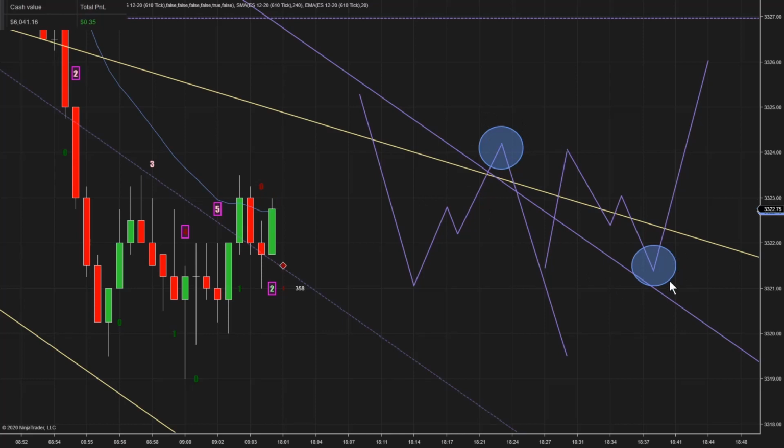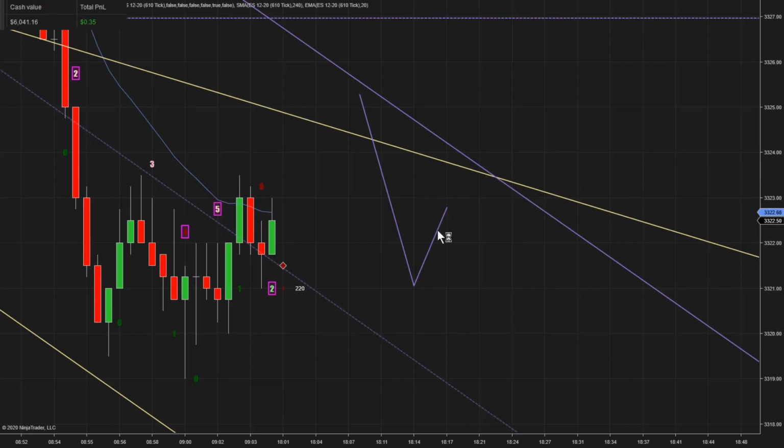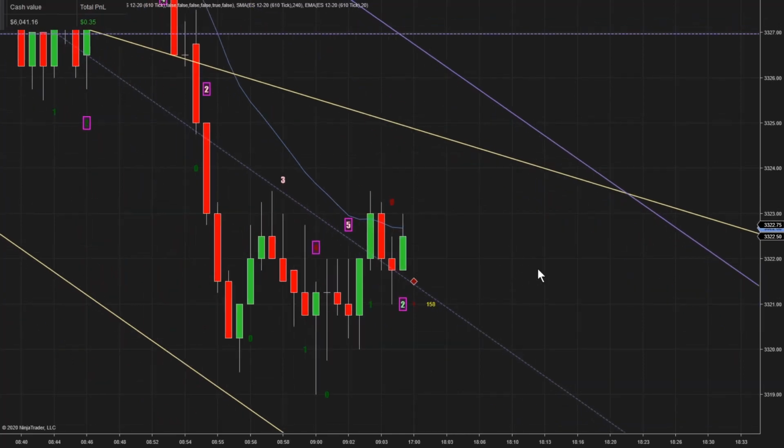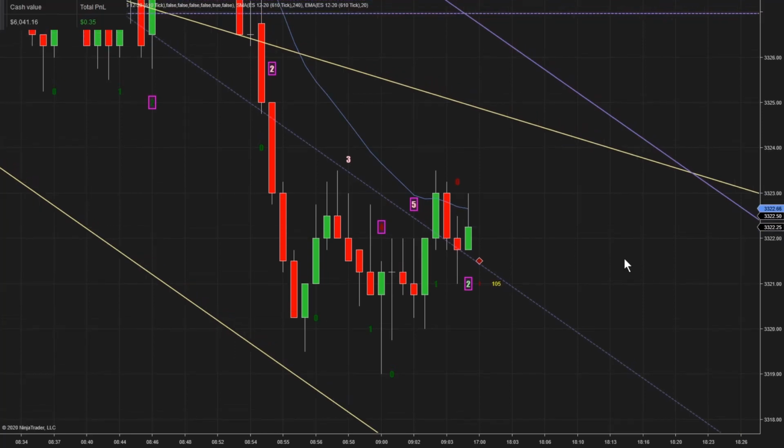This is the setup we're looking for, and we look for this setup around key entry points such as channels, support, resistance levels, and other levels using technical analysis. And so if you want to know more about how to find two-legged pullbacks, I have more videos on my channel you can look for.